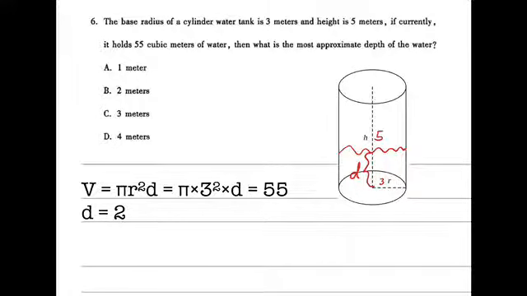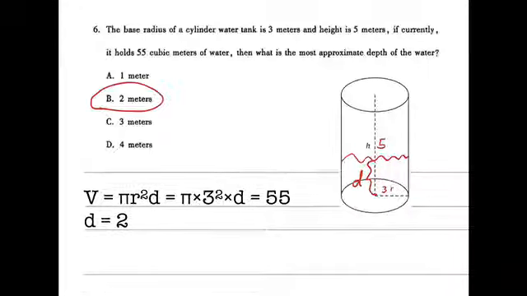For question 6, we can again use the equation for the volume of a cylinder, which is V equals pi r squared times h, base times height. And we substitute all the values in, which gives 55 equals pi times 3 squared times h. And h equals 2 meters. The answer is B.